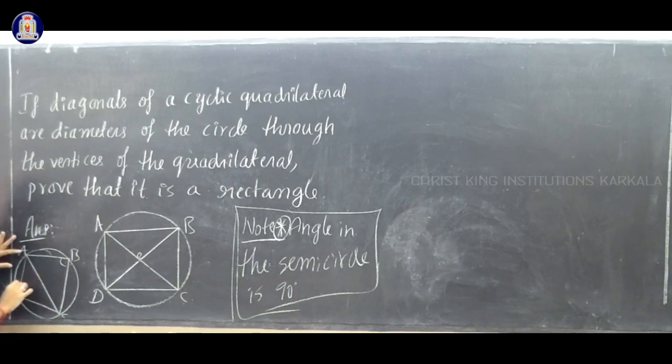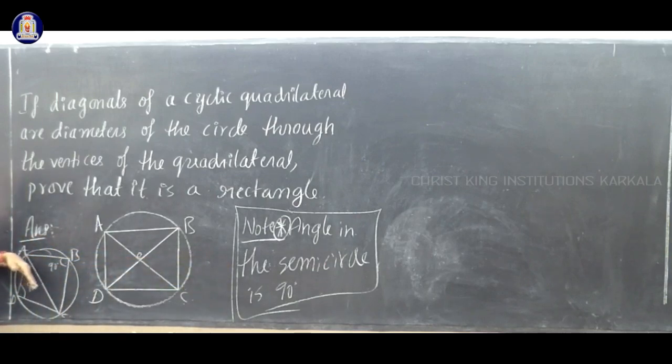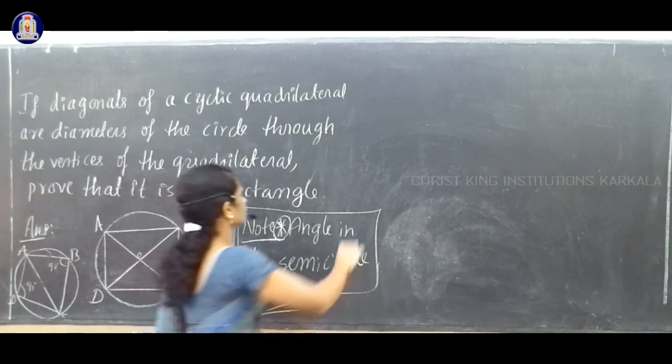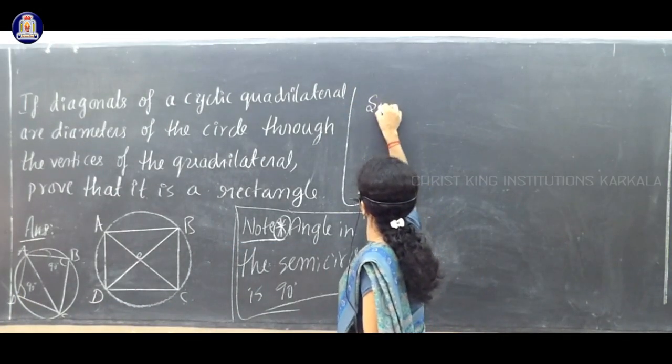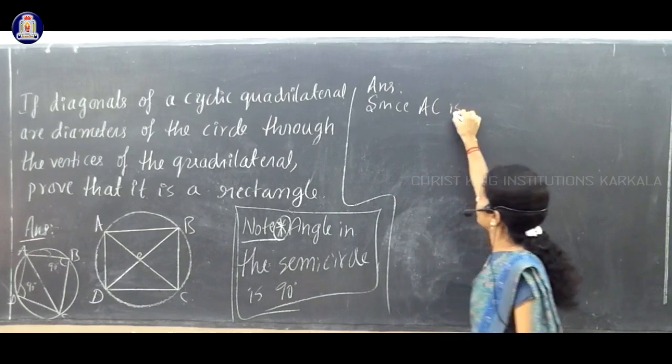Angle D. Since these two are angles in the semicircle, we can say these two angles are equal to 90 degrees because we have the note: angle in the semicircle is 90 degrees. Since AC is the diameter, we have a semicircle on this side of AC and on the left side of AC also. So both angles in the semicircle are equal to 90 degrees. So by that we get angle B and angle D both equal to 90 degrees. Okay. So that we write down since AC is the diameter.